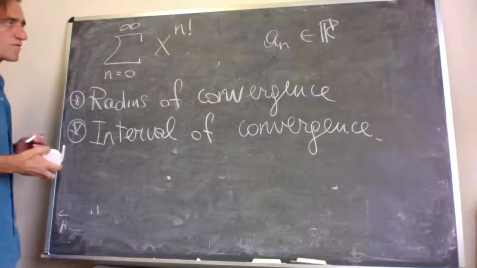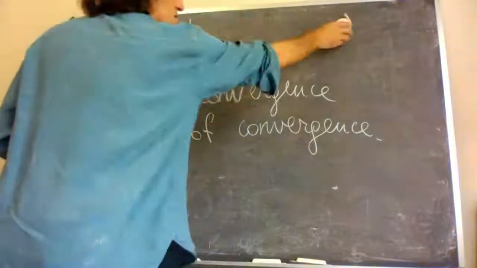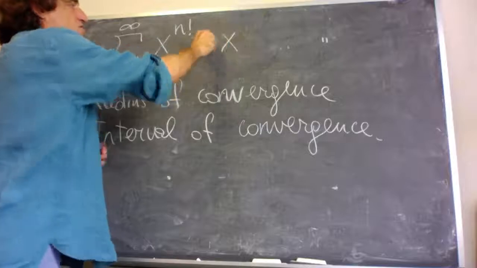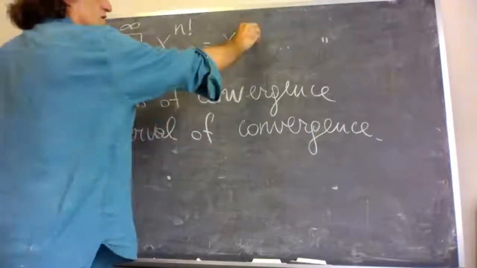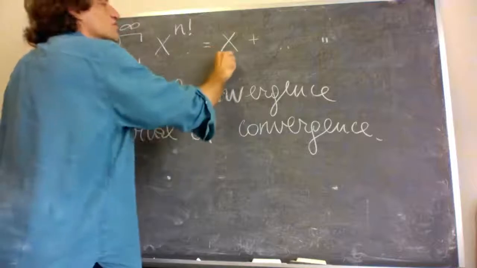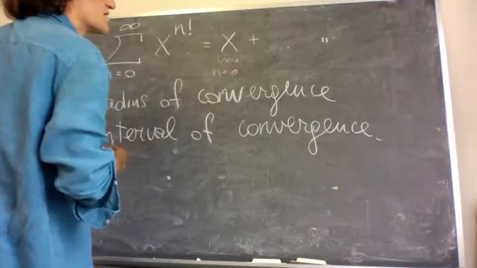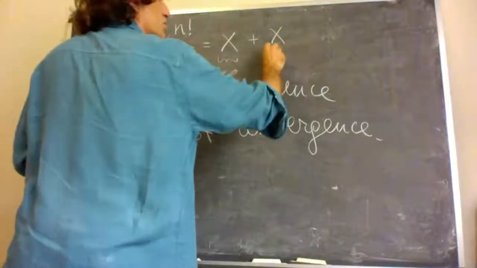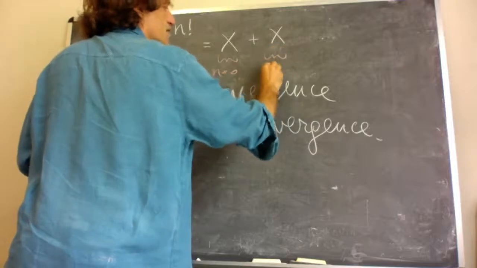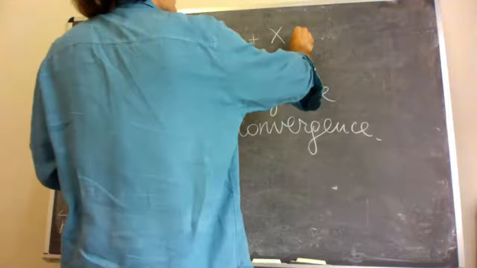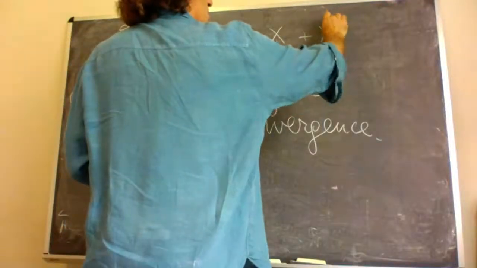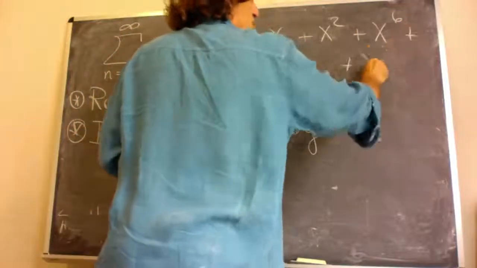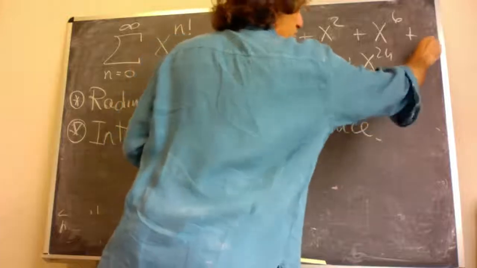Okay, so the first question is whether this is a power series or not. The answer is obviously yes, because this is x to the 0 factorial, which is 1. So this is for n equal to 0, plus x to the 1 factorial, which is again 1. So this is the term related to n equal to 1, then plus x to the 2 factorial, which is 2. 3 factorial is 6. Then there is plus x to the 24, x to the 120.